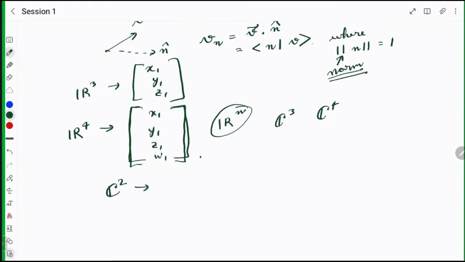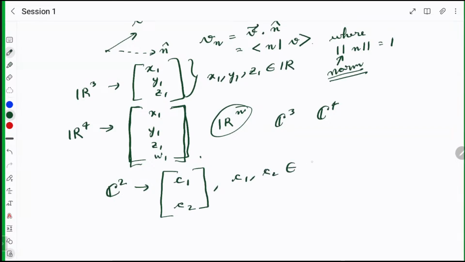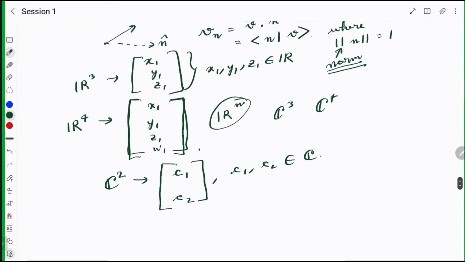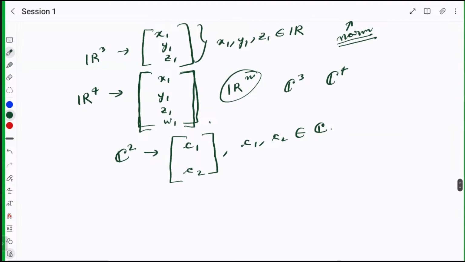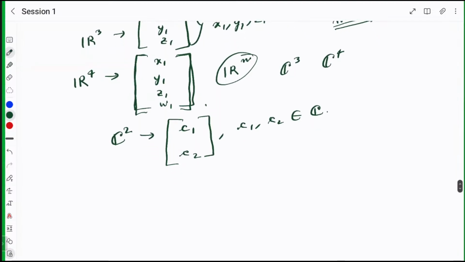So C2 would be again a column matrix like this, only here, what did we have? Here, x1, y1, z1, these were real numbers. Now we will define this column vector C1 and C2, where C1 and C2 would be complex numbers. Now, this is also another abstract space. This is a vector in another abstract space, which you cannot really, as I said, physically point out.